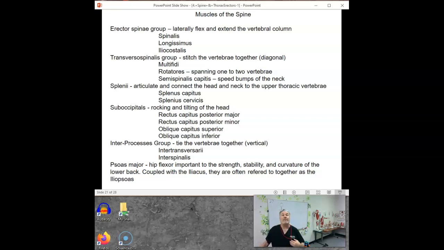So they are palpable, they can be found, and it's a whole other layer of back thinking. So when I'm doing effleurage down your back, I'm thinking spinalis and longissimus and iliocostalis. When I start pulling those apart and getting down into your vertebrae, I'm thinking multifidi and rotatories. I'm actually going down another layer. Cool?